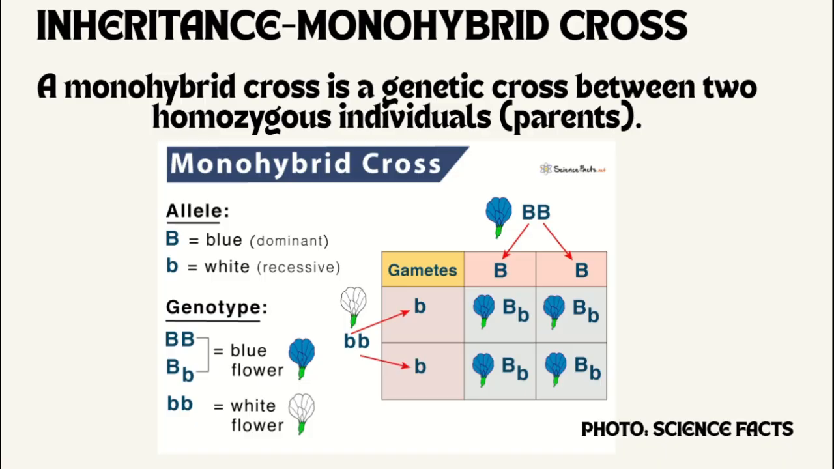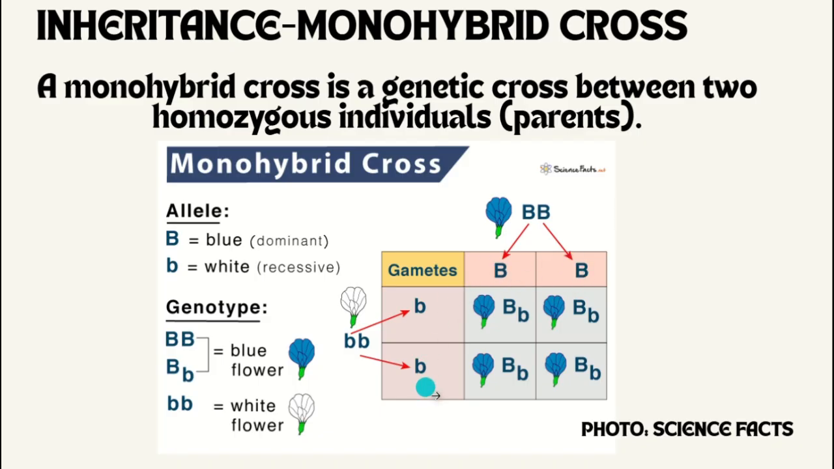A monohybrid cross is a genetic cross, so this is how we can predict the next generation. It's a genetic cross between two homozygous individuals. Remember what we said homozygous meant? They must have the same thing. In this diagram, this would be the F1 generation, meaning the first generation. If the parent had a child, the offspring is the first generation. We said homozygous: you can have homozygous dominant and also homozygous recessive.